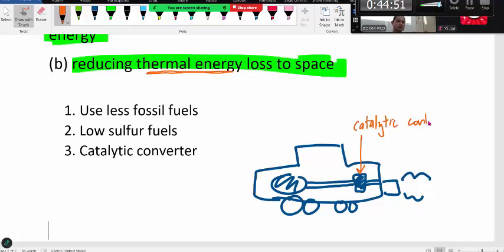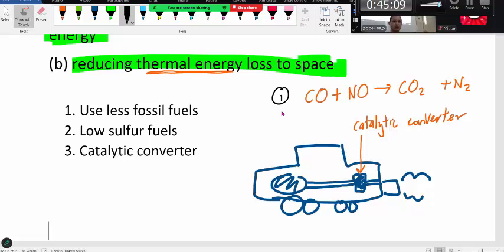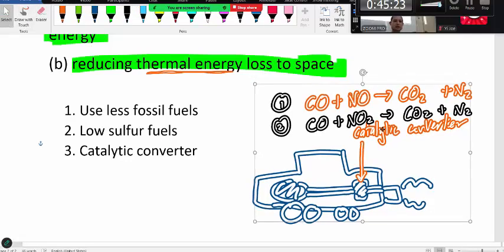catalytic converter. So the engine, after burning the fossil fuel, let's say produces carbon monoxide and nitrogen monoxide. We change it to carbon dioxide and nitrogen gas. So this is option one. Option two is carbon monoxide and nitrogen dioxide also becomes carbon dioxide and nitrogen gas. Can you try and balance these two equations?